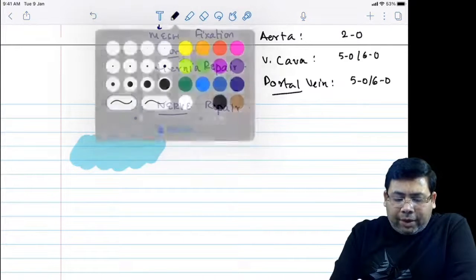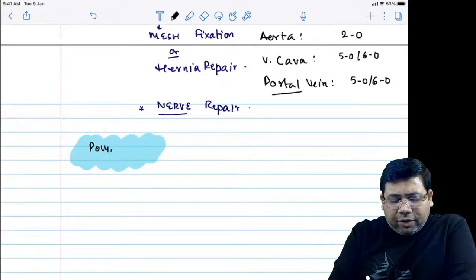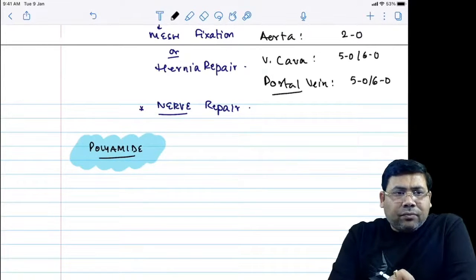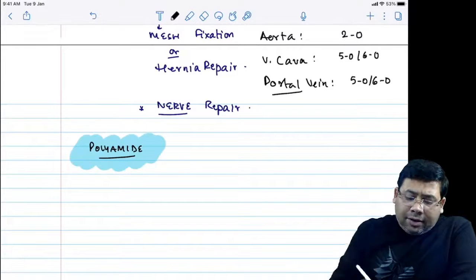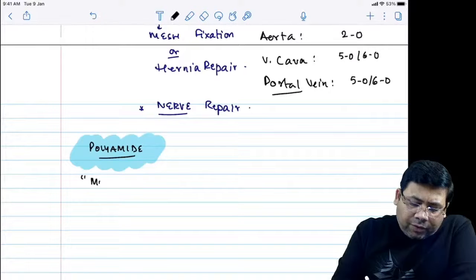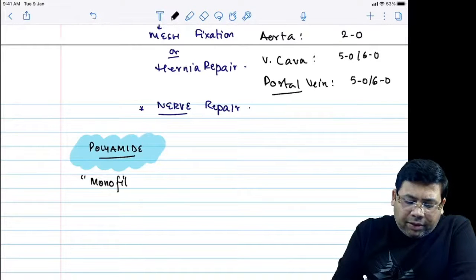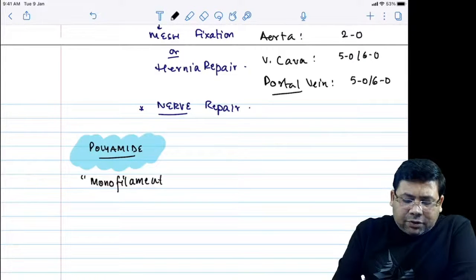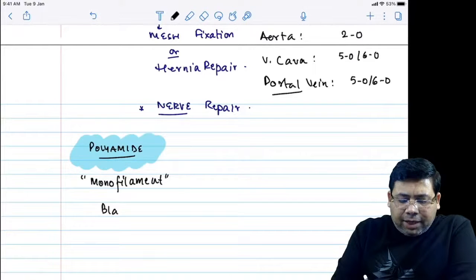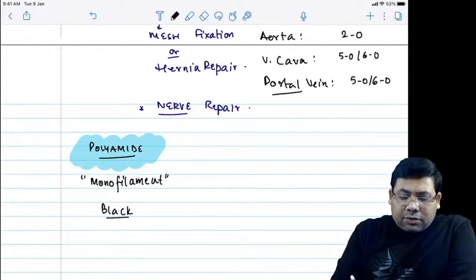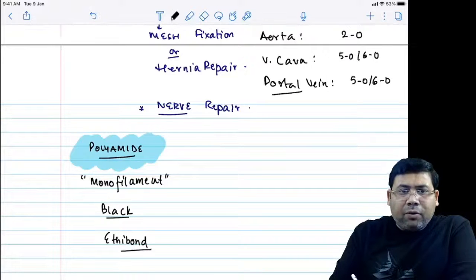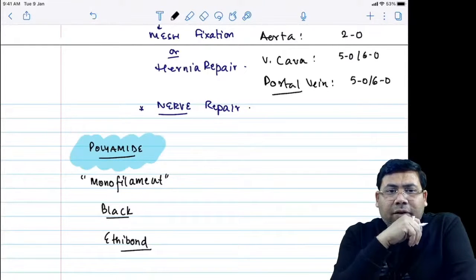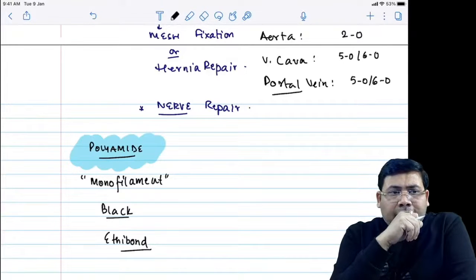Then we also have one more suture. What is that? Polyamide. And this is again very, very important. What is polyamide, students? Polyamide is ethilon. It is monofilament. It is black in color. This is known as Ethibond. This is very, very important. So it is Ethibond.